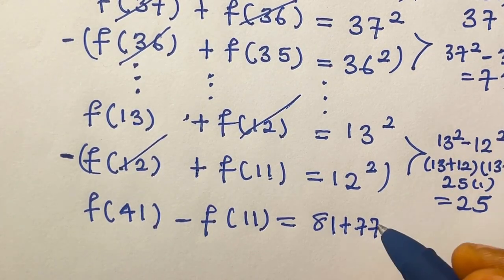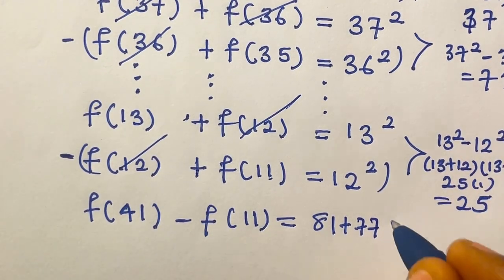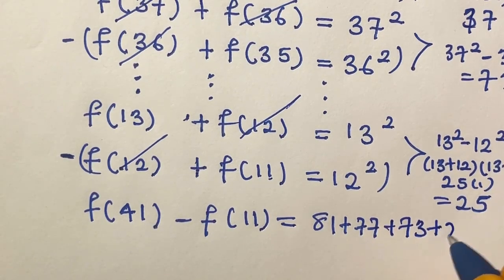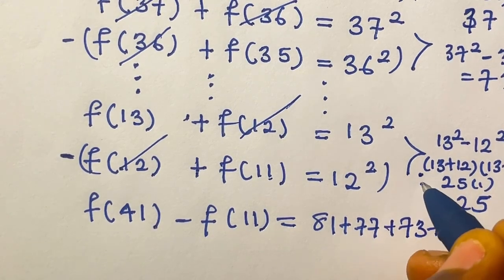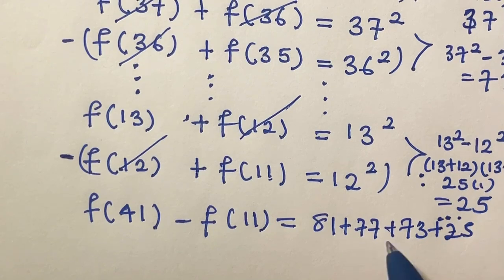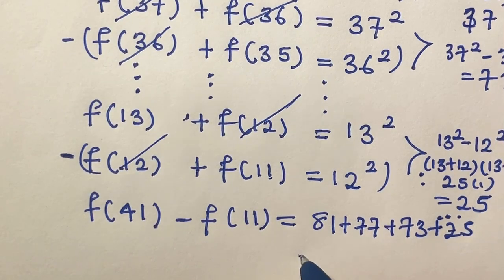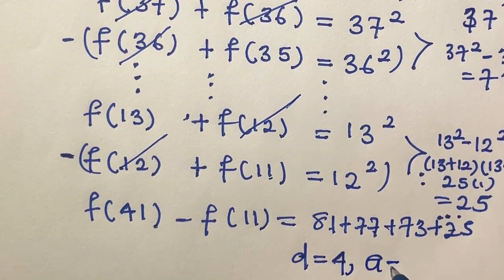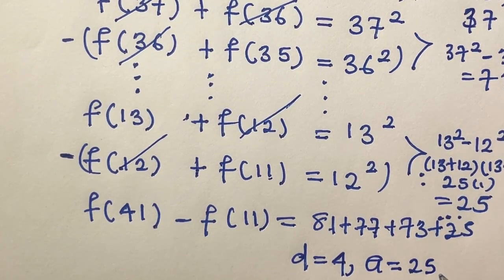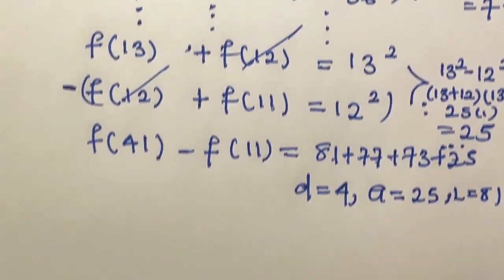77 plus 73 plus 25. So now, sorry, this continues. Let's add this by applying the sum of series. Applying the sum of series for this means we have our common difference, this minus this, or this minus this. We are going to have 4. And a will be 25, and our last term will be 81.